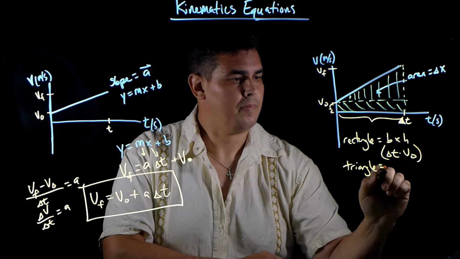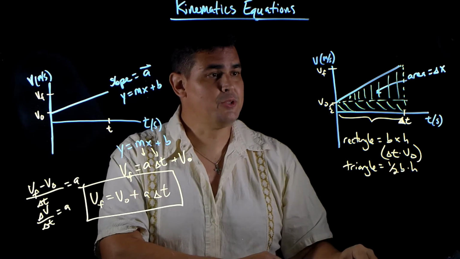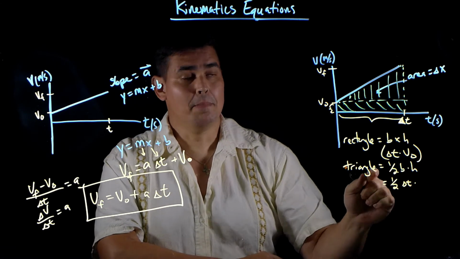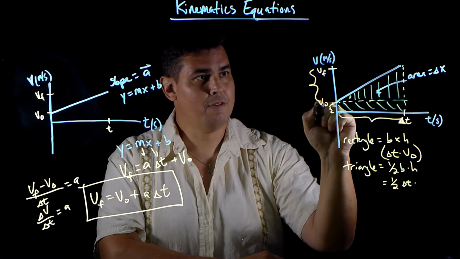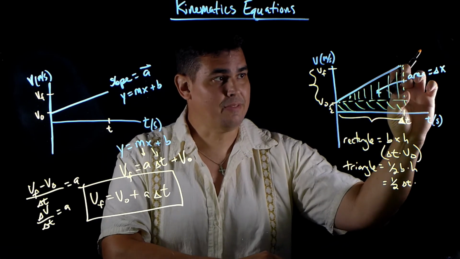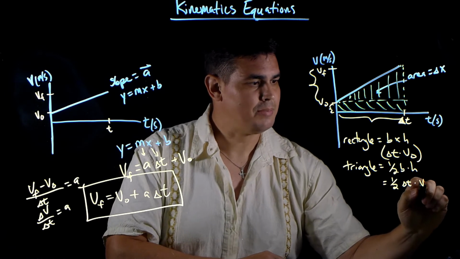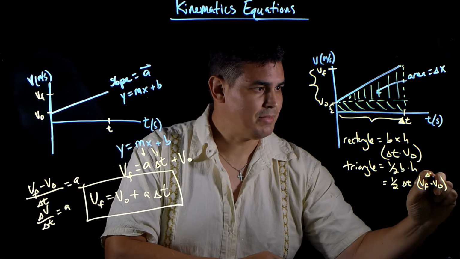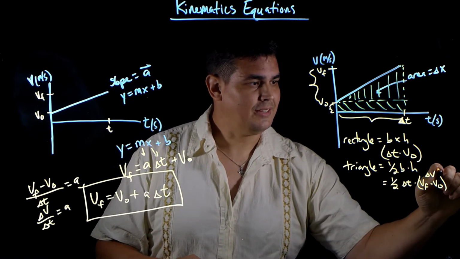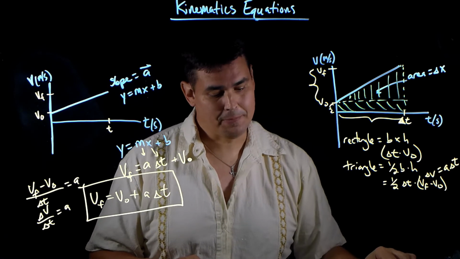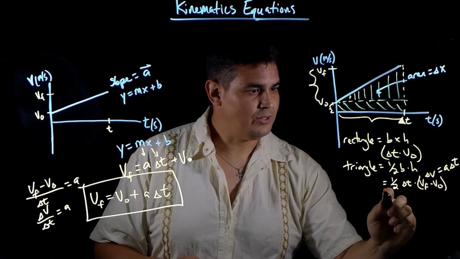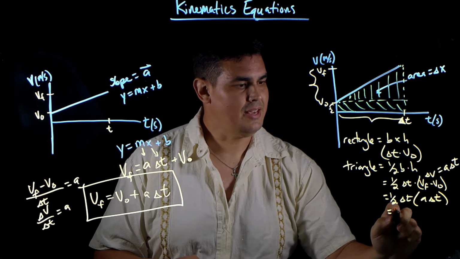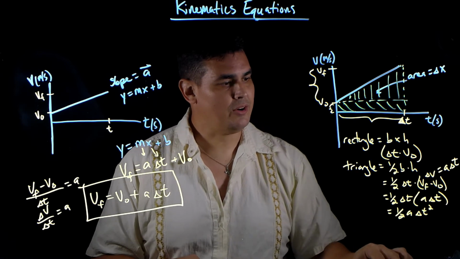Okay, so let's look at the triangle. A triangle is 1/2 base times height. So let's do the same thing. For this triangle, the base is still delta t, so this is 1/2 times delta t. But the height of this triangle is going to be the difference from final minus initial, so vf minus v naught. It's not just vf because it's not going from 0. So times vf minus v naught. And we know that vf minus v naught is delta v, and we also know that delta v is equal to a times delta t. So my triangle is going to be 1/2 times delta t times a delta t, and that equals 1/2 a times delta t squared, because there are two delta t's there. Algebra.